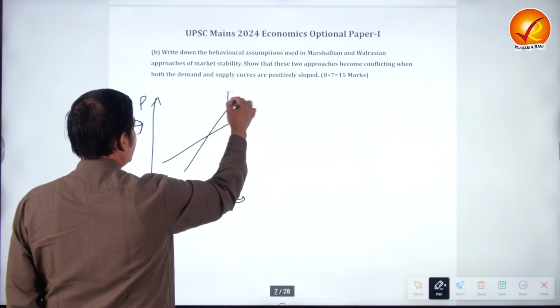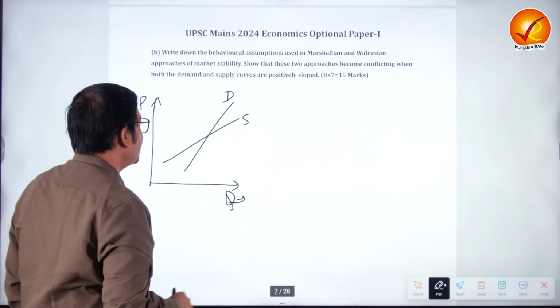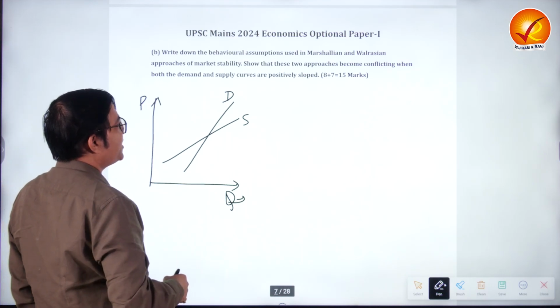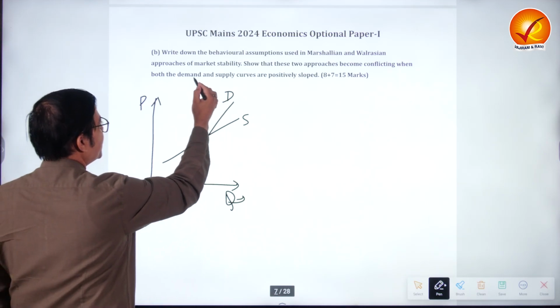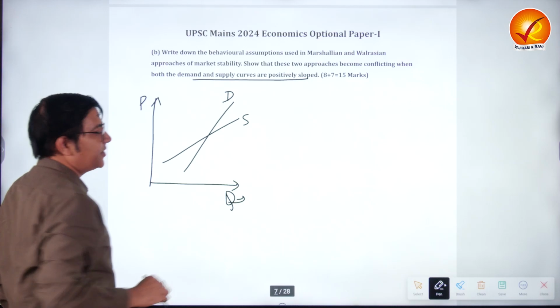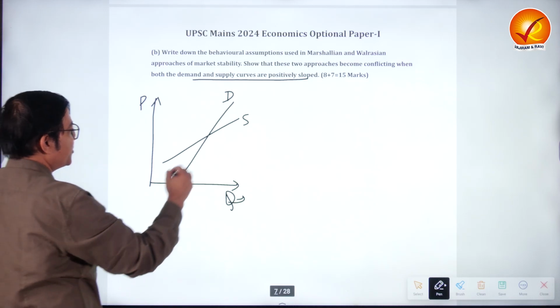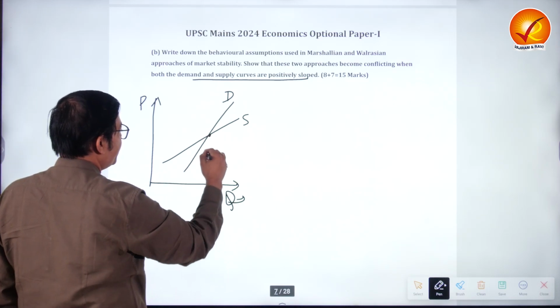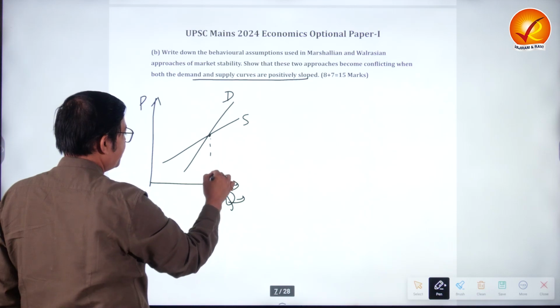Suppose we talk about a demand curve which is steeper and a supply curve which is flatter. They are not telling which is flatter or steeper, they are just telling they are positively sloped, but you can take it up both ways. How do we show the stability?